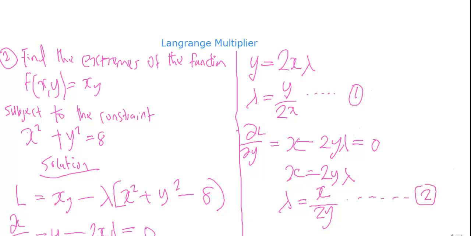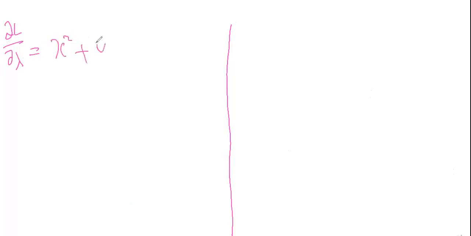So we add more page. The next is what? Find the derivative with respect to lambda itself. And when we do that, we are going to come up with x squared plus y squared minus 8, equal to 0. We can call this equation 3.